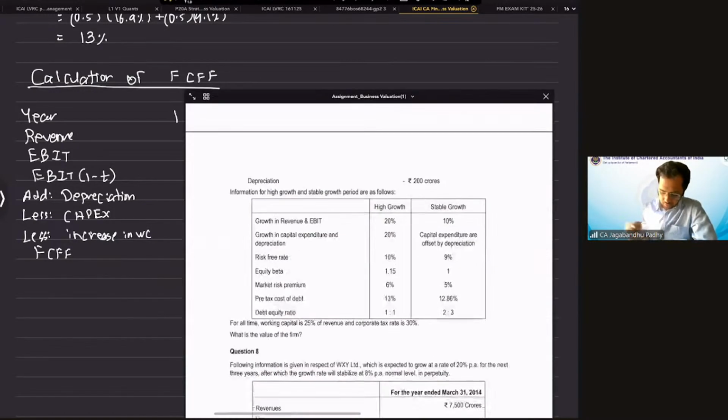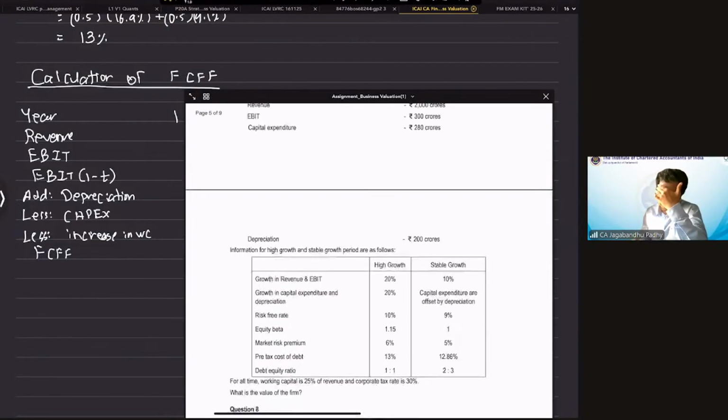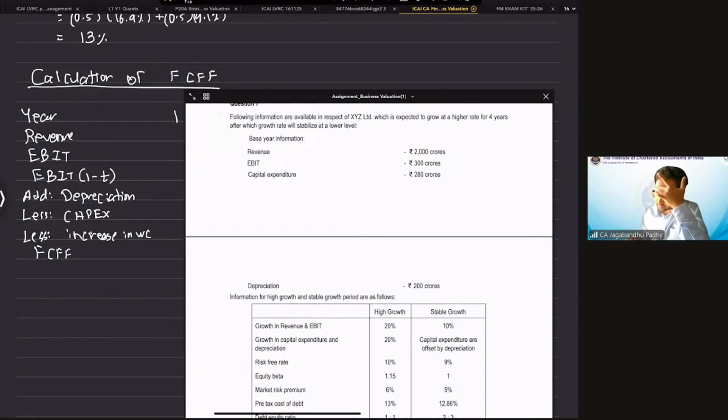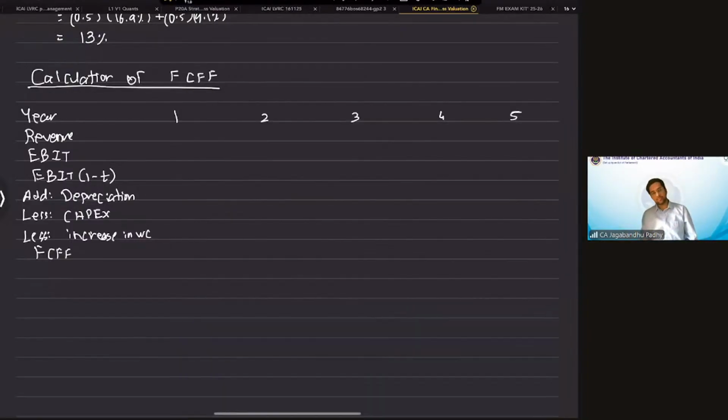Let's talk of the revenue numbers. Revenue in year zero, the base year, is 2000. We want it for subsequent years. In year one, the revenue is going to be 20% higher, so revenue will be 2,400. Then every year it's going to increase by 20%.